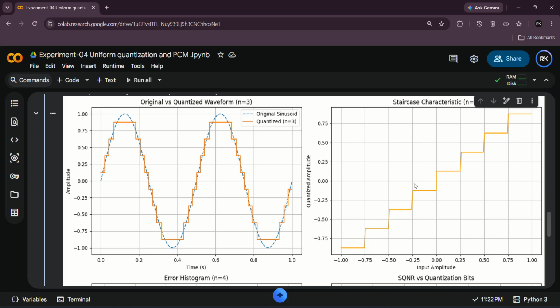And the second plot shows the quantizer transfer function, input amplitude against quantized amplitude. Instead of a smooth diagonal line, which is what you would get with infinite resolution, we see a staircase pattern. Each step represents one quantization level. This is the defining visual signature of any quantizer.